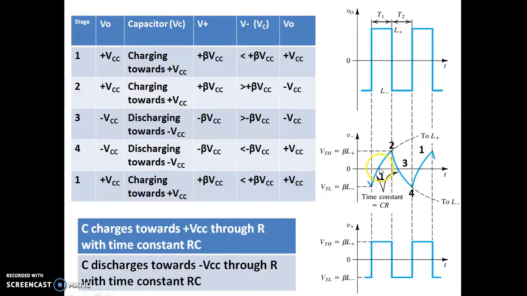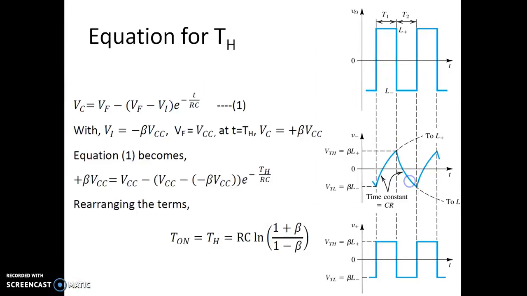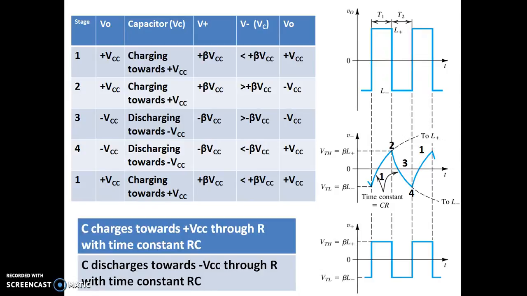While charging, the output voltage is plus Vsat. If the capacitor voltage exceeds VTH, the output changes to minus Vsat. Then the capacitor starts discharging towards minus VCC, and if the capacitor voltage reduces below VTL, it again starts charging.